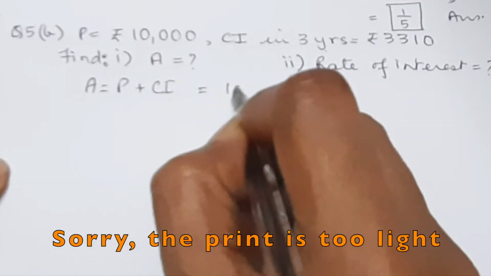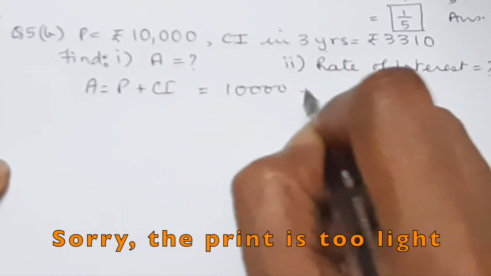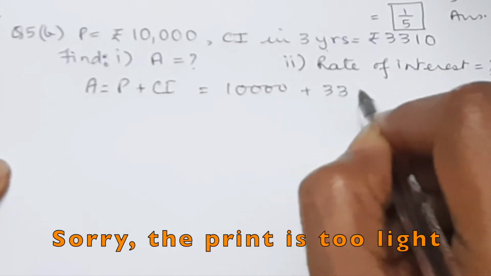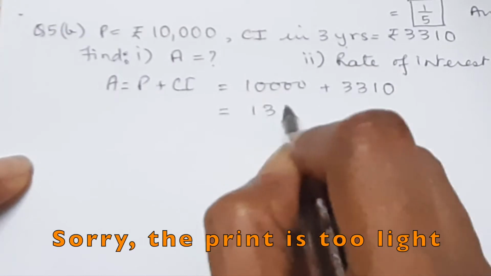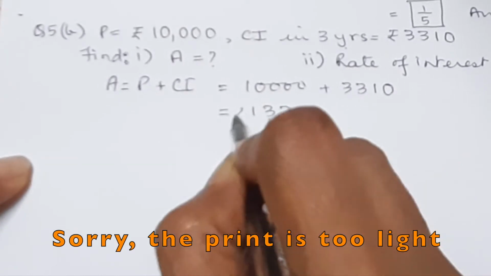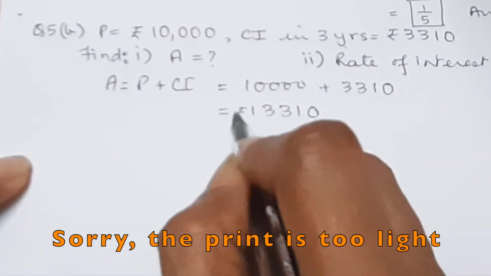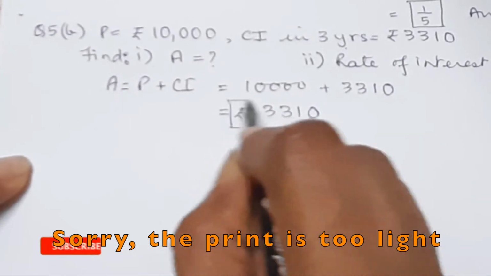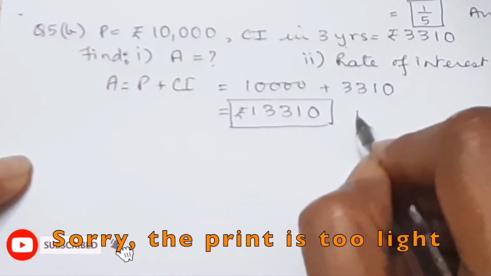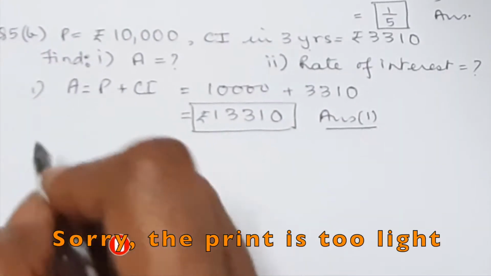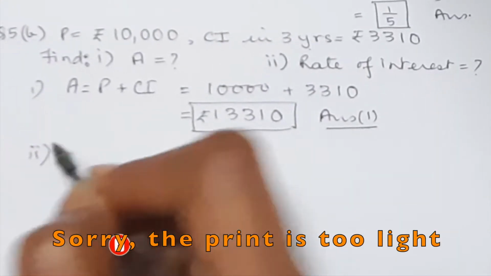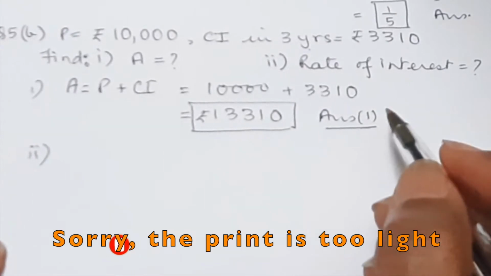So that will be 10,000 plus 3310. So that will be 13,310 rupees, and that is our answer 1. Okay, now we come to the second part. The second part asks us rate of interest.